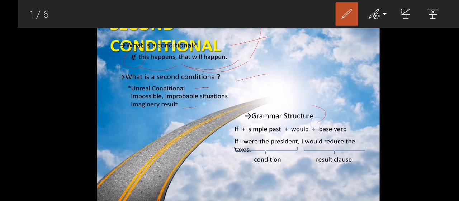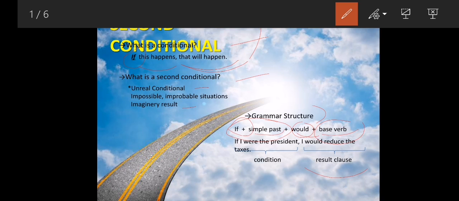So, how do we form the second conditional? This is the grammar structure of second conditional. If plus simple past, plus would plus base verb or infinitive verb. The second conditional uses a past simple verb in the if clause, then would followed by a base verb or infinitive verb in the main clause or result clause.